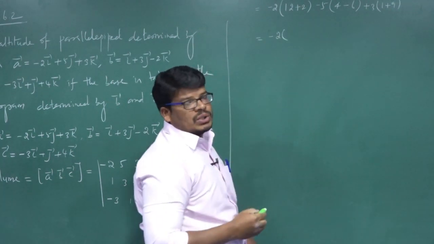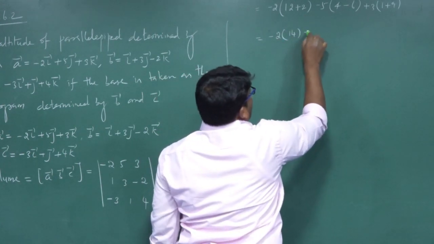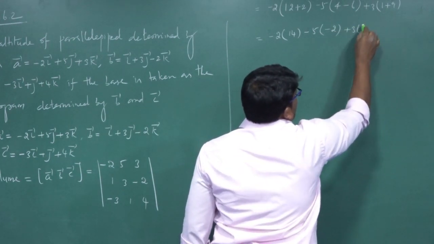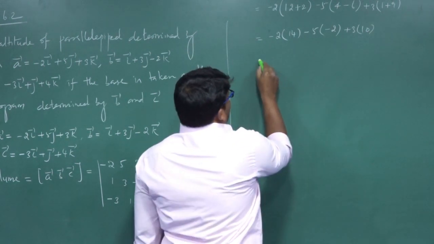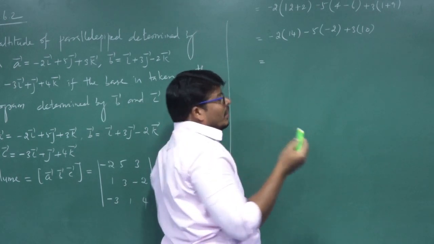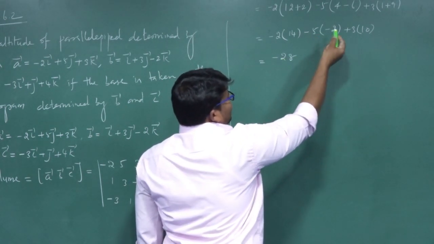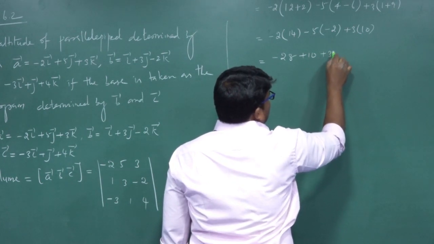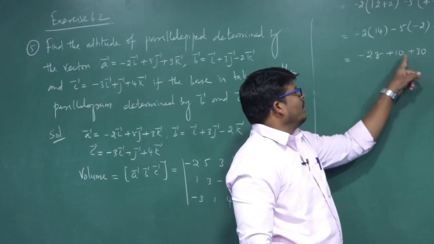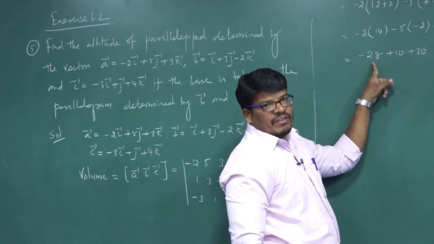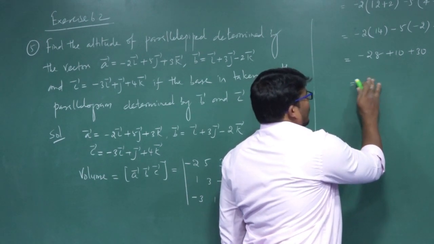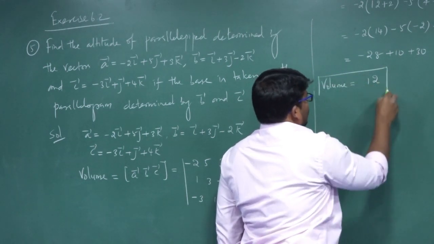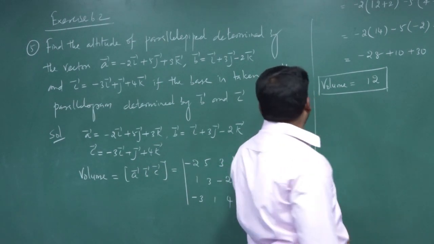That is equal to -2 into 14, which is -28, minus 5 into -2, which is plus 10, plus 3 into 10, which is 30. So 30 plus 10 is 40, and 40 minus 28 is 12. The volume of the parallelepiped is 12 cubic units.